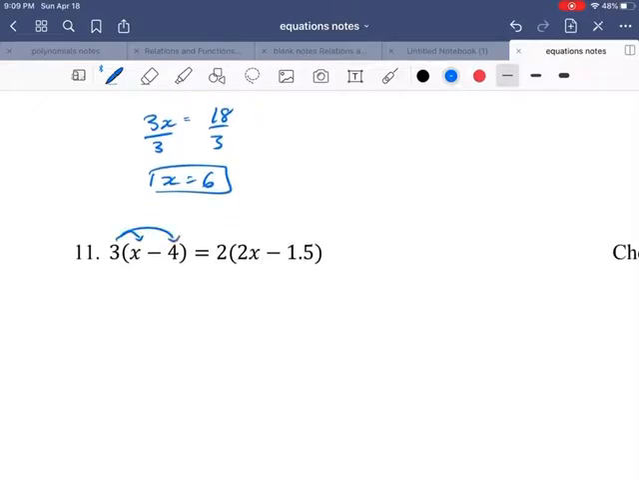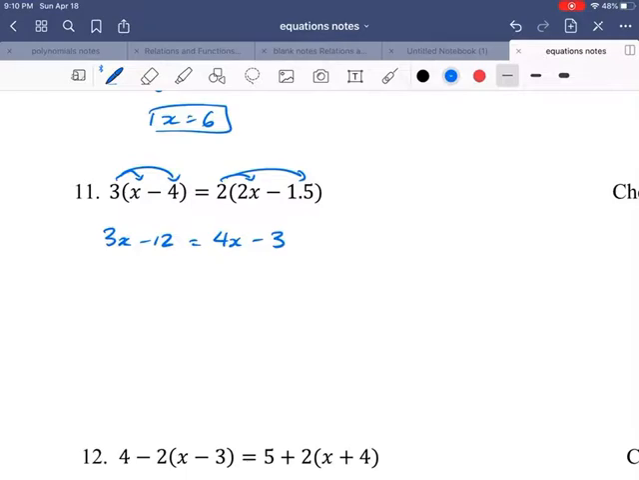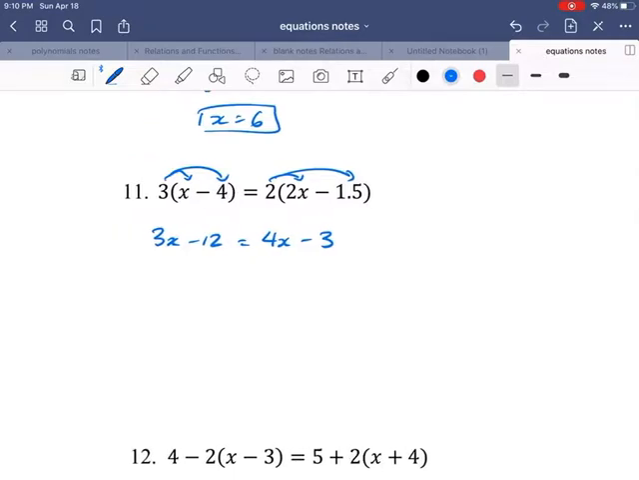In this example, you have to distribute. So 3x minus 12 is on the left side, and 4x minus 3 is on the right side. 3x is less than 4x, so let's eliminate that to make a zero pair. Negative 12 remains on the left side. x minus 3 is on the right side. So if you add 3 and add 3 to make a zero pair there, x equals negative 9.